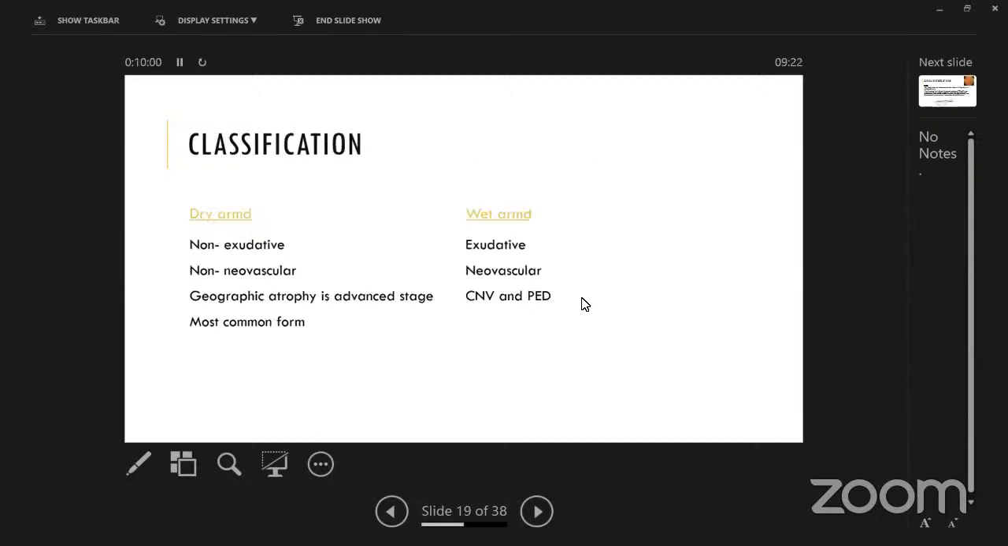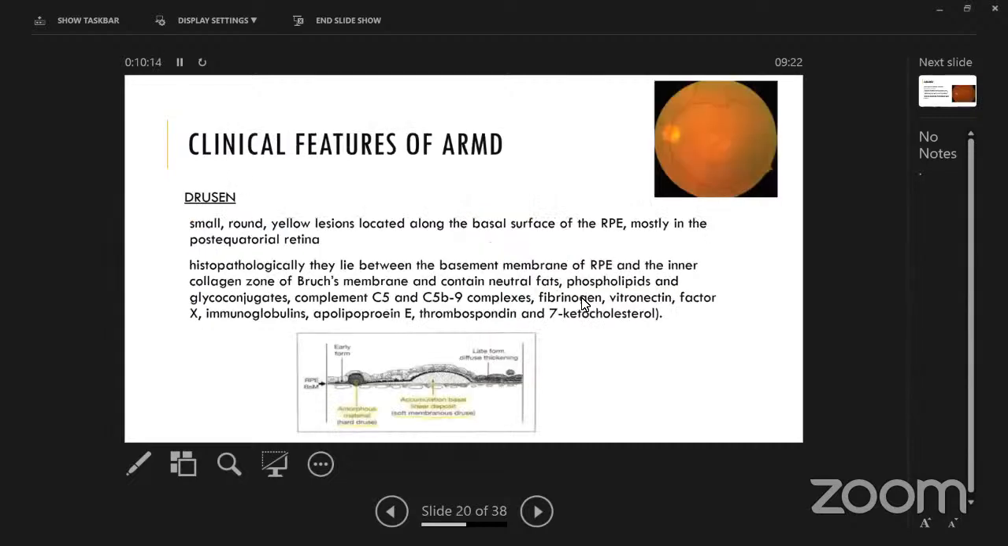So if we just classify as dry AMD, which includes non-exudative, non-neovascular, and geographic atrophy being the advanced stage, and wet ARMD has the exudative changes, neovascular, CNV, and pigment epithelial detachment. So clinical features of ARMD, including drusen: these are small round yellow lesions located along the basal surface of RPE, mostly in the post-equatorial retina.